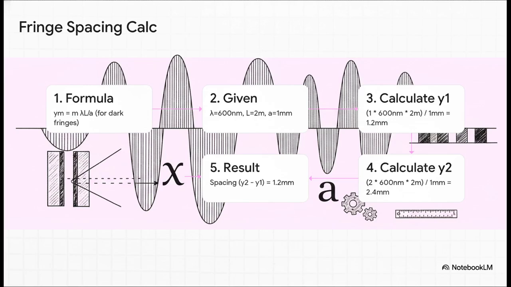Let's just run a quick example. For the first dark fringe, we get 1.2 millimeters. For the second, 2.4. See that? The spacing is a consistent 1.2 millimeters. This is what we love to see, measurable and repeatable.